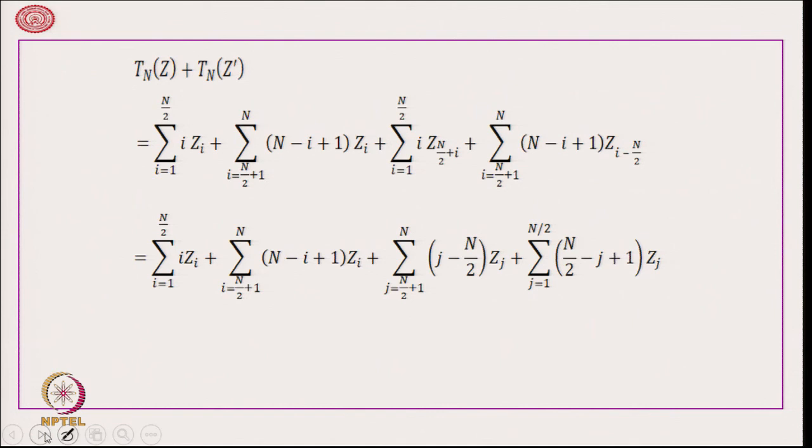T_n(z) is equal to the sum over i equal to 1 to n/2 of i z_i, plus the sum over i equal to n/2 + 1 to n of (n − i + 1) z_i. So, that is coming from T_n(z). In a similar way, T_n(z') is equal to the sum over i equal to 1 to n/2 of i z_{n/2 + i}, because that is how z' has been allocated values, plus for i equal to n/2 + 1 to n, it is (n − i + 1) into z_{i − n/2}, which is equal to, for i equal to 1 to n/2, i z_i plus, for i equal to n/2 + 1 to n, (n − i + 1) z_i.